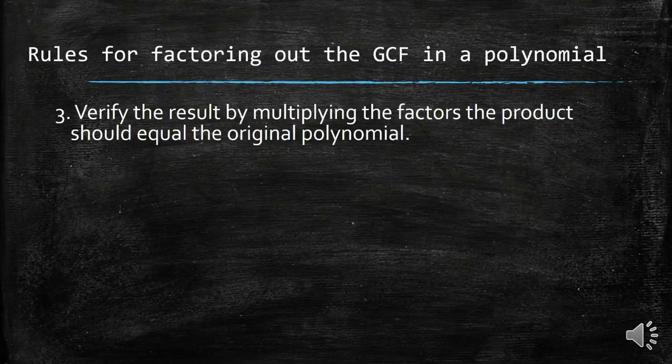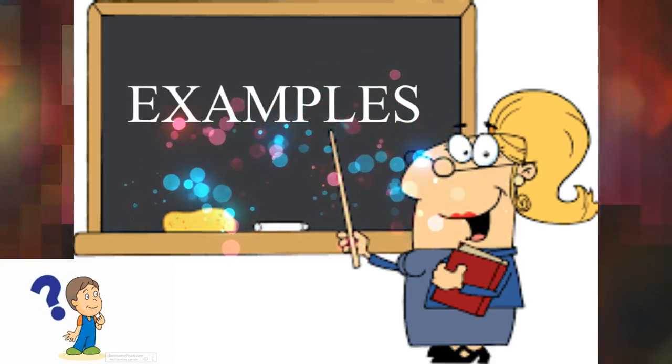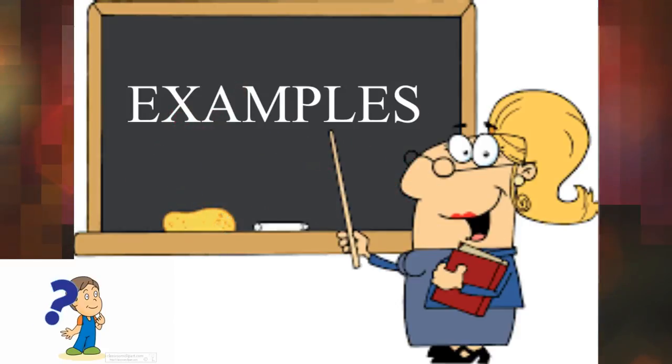So the last rule is verify the result by multiplying the factors. The product should equal the original polynomial. So let's check it out. x times the quantity of x plus 4, multiply x times x. The answer is x squared. Next is multiply x to 4. So we have 4x. So for the final answer, we have x squared plus 4x.